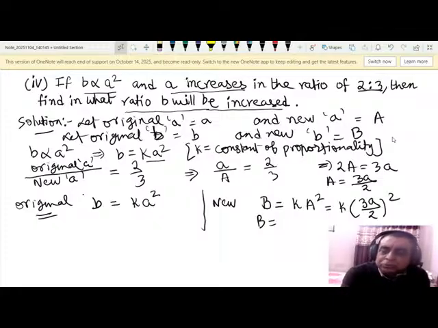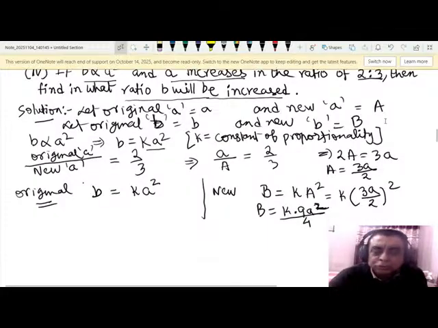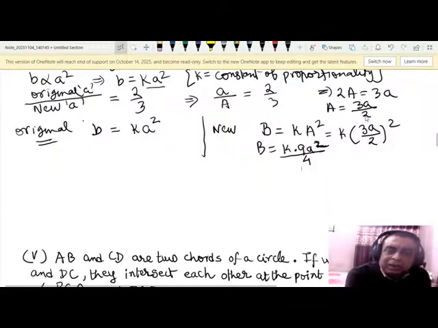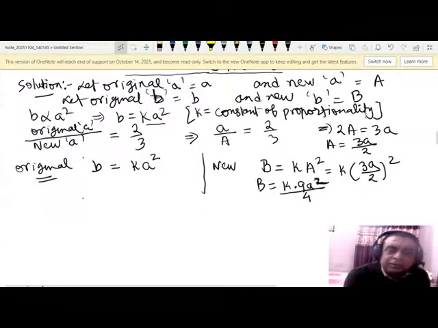So the new B value is K times, square the numerator: 3 squared value is 9, A squared, whole divided by 2 squared, which is 4. So we are asked in what ratio B is increasing. So we are asked what is the ratio of original B divided by the new B. That is the question asked.